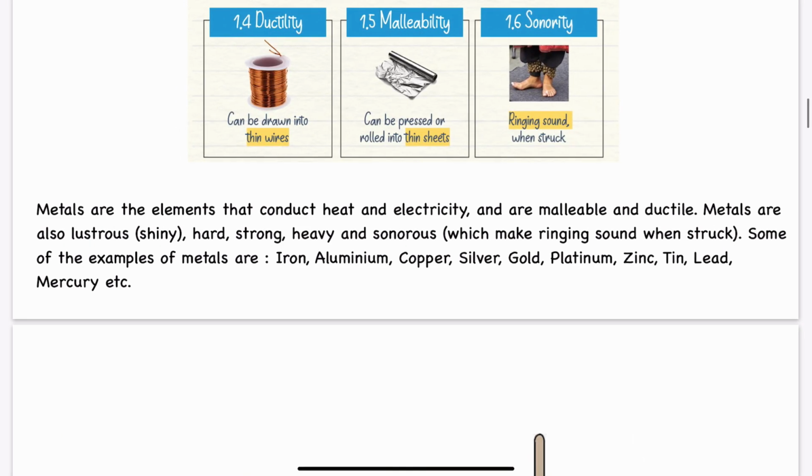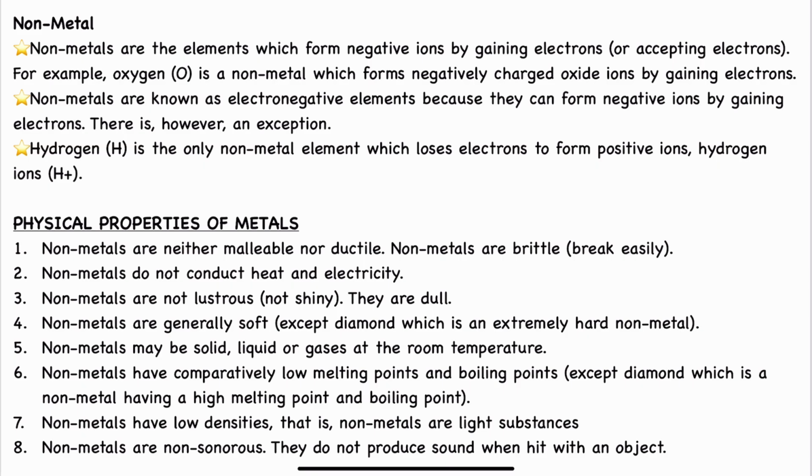Now if we define metals on the basis of their physical properties, we can say metals are elements that conduct heat and electricity and are malleable and ductile. Metals are lustrous, that is shiny, hard, strong, heavy and sonorous, making a ringing sound when struck. Some examples of metals are iron, aluminium, copper, silver, gold, platinum, zinc, tin, lead, mercury, etc. There is one more exception. Lead is a metal which is not very shiny. Okay, so this was about metals.